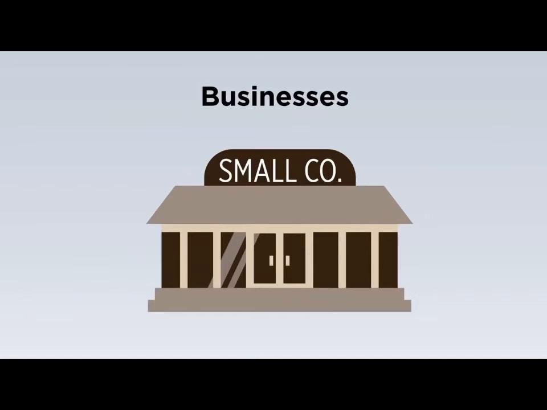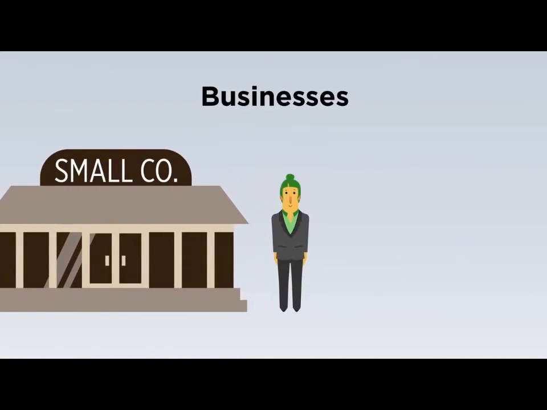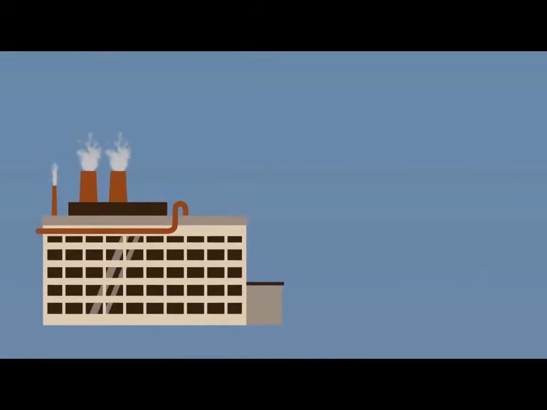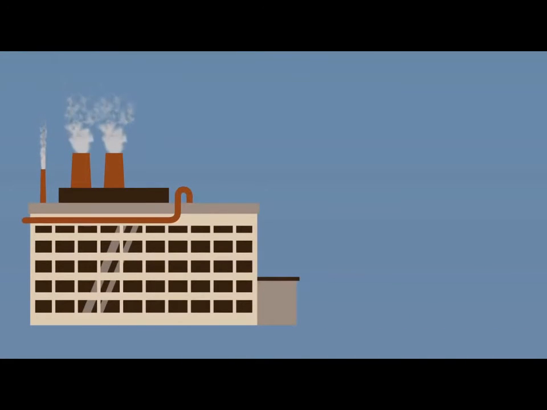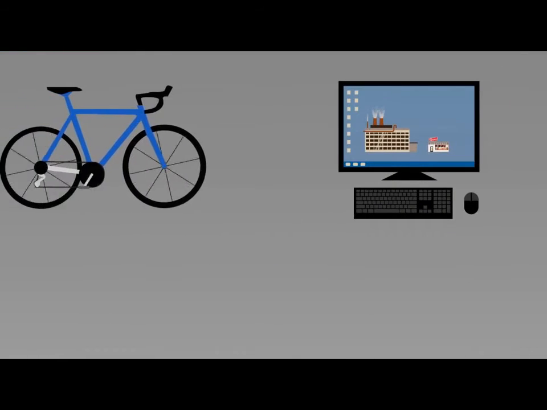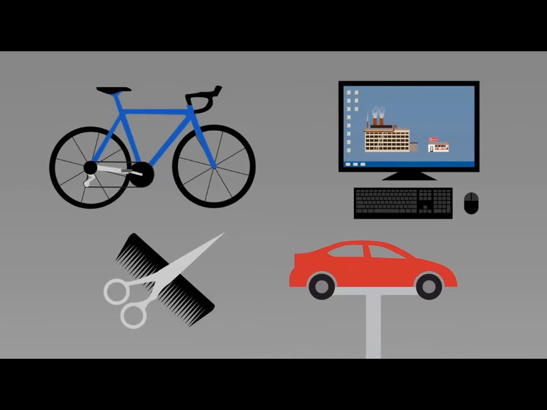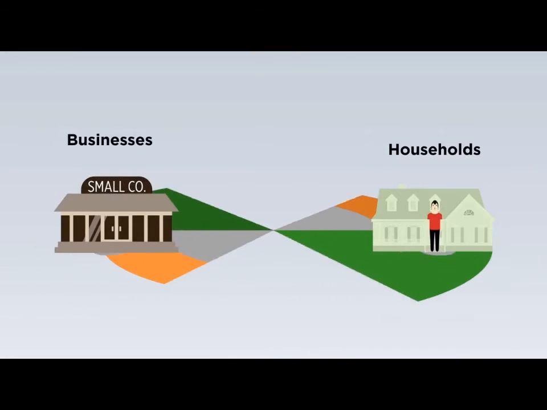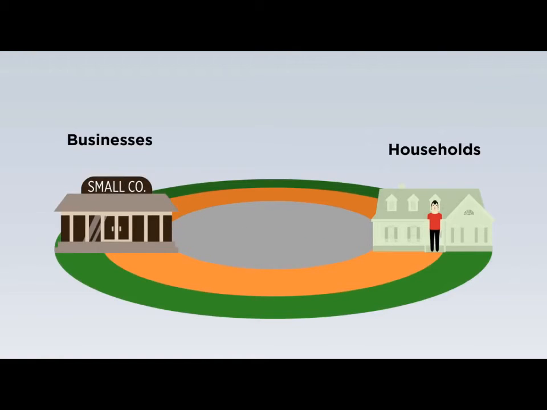On the other side, we have businesses. A business is a privately owned organization that produces goods and services and then sells them. Businesses can be large, such as an automobile manufacturer, or small, such as a diner. And businesses may produce goods, such as computers and bicycles, and services, such as haircuts and car repairs. But households and businesses are not isolated. They interact in markets. At the top of the model, we have the market for resources. The market for resources is where households sell and businesses buy economic resources: land, labor, capital, and entrepreneurial ability.